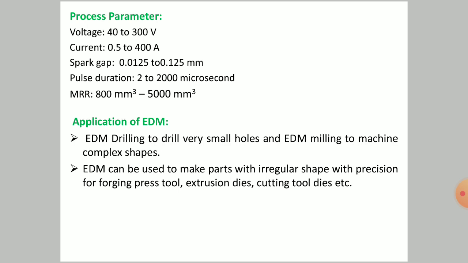Electro discharge machining drilling is used to drill very small holes, and EDM milling to mill complex shapes. EDM can be used to make parts with irregular shapes with precision, for forging press tools, extrusion dies, cutting tool dies, etc.